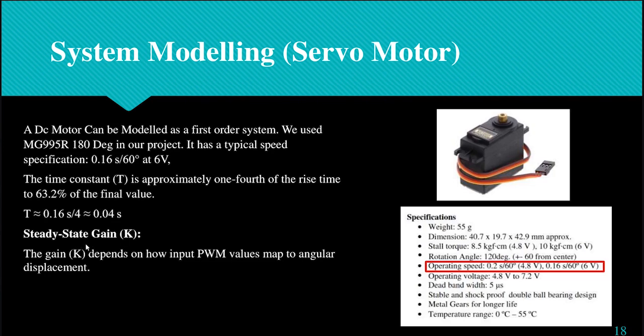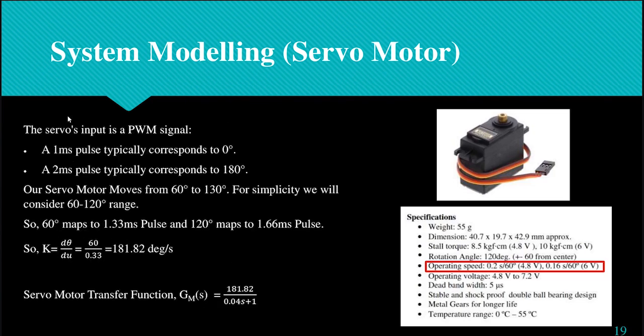And the steady state gain for the motor is the ratio of change in output to the change in input. Since the motor is PWM controlled, input is the pulse width and the output is the rotational angle. Again, from the specifications, we see that a change of 0.33 milliseconds, that is here from 1.33 milliseconds to 1.66 milliseconds, the change in output is 60 degrees, that is, it goes from 60 degrees to 120 degrees. So we get the gain coefficient K equals that change in output by change in input. So K turns out to be about 182. Using these two values, we can write the final transfer function for the DC servo motor here.